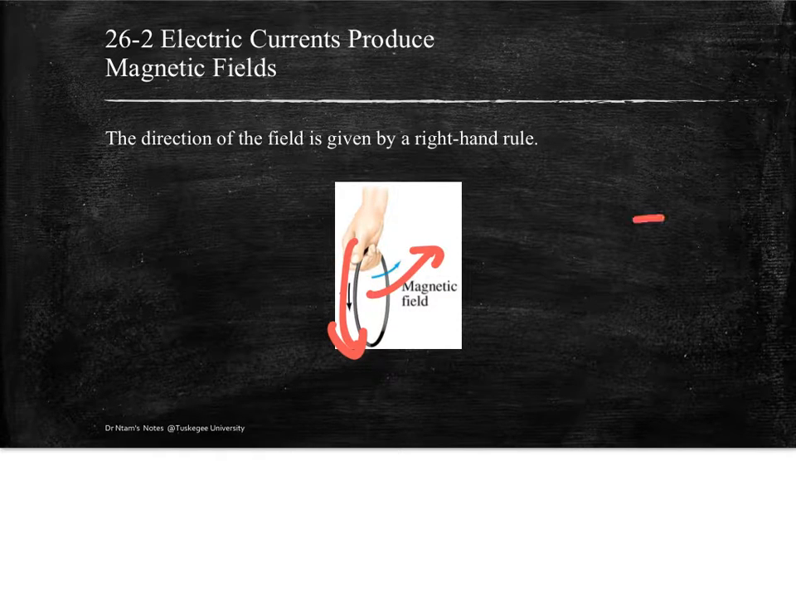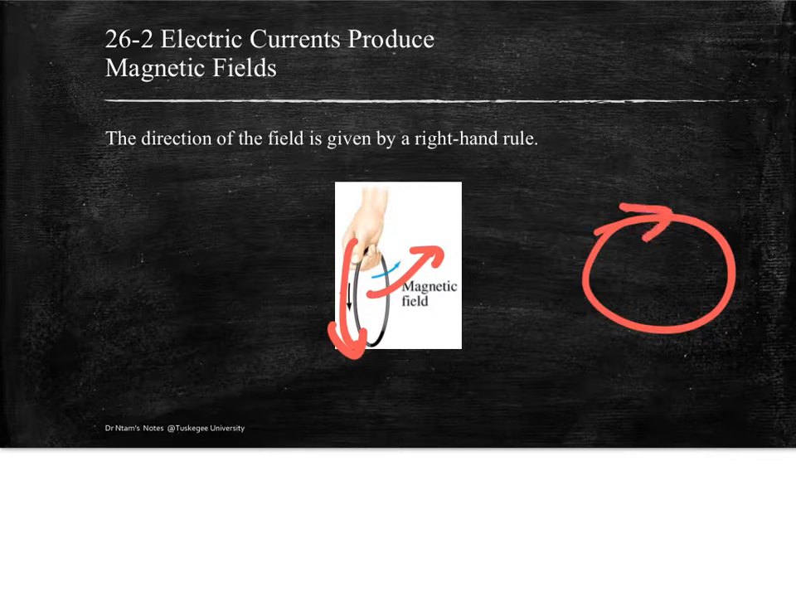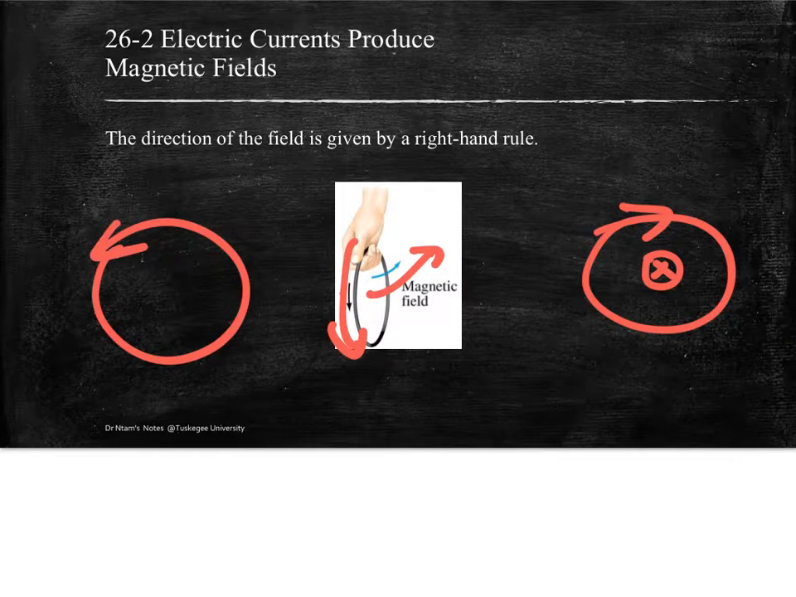Now if the loop was like this and current was this way, then the magnetic field will be oriented into the plane of the page. And if the current was in this direction, then the magnetic field will be out of the page.